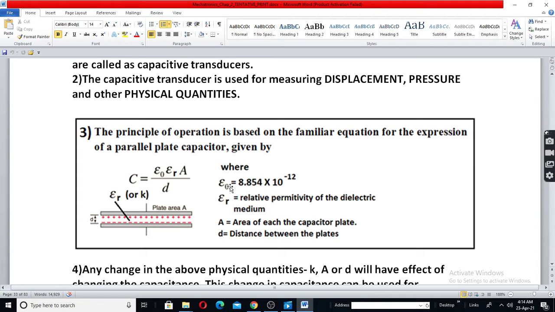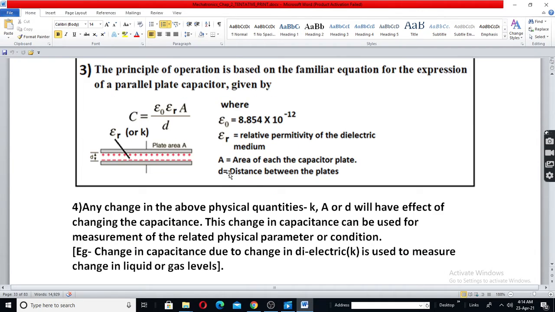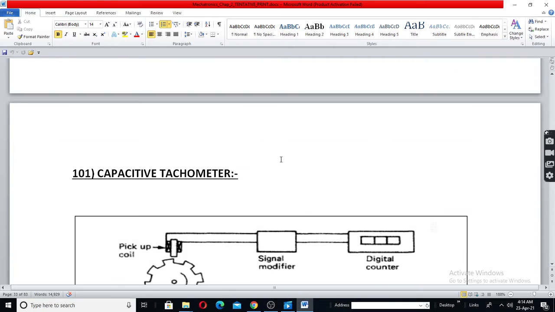So any change in the above quantity, say area or dielectric medium or distance between the plates, will have an effect on the value of capacitance. So this can be used for measuring.